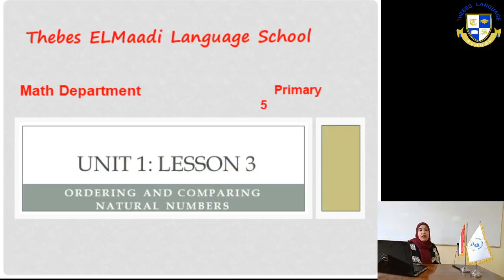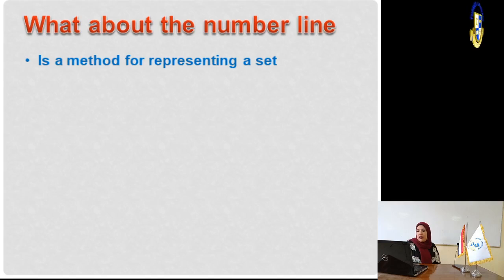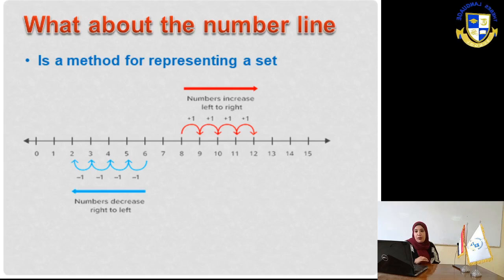Today we will learn a new method. How can we represent any set of natural numbers on a line, which is called a number line? Every natural number is represented by one point on a straight line, which is called a number line. The distance between two consecutive points is equal.